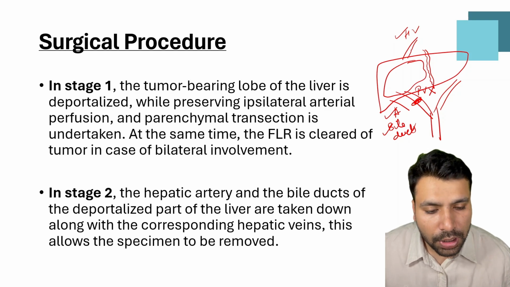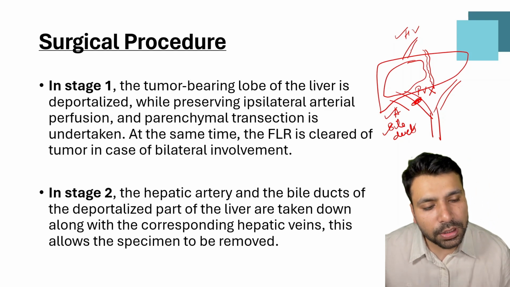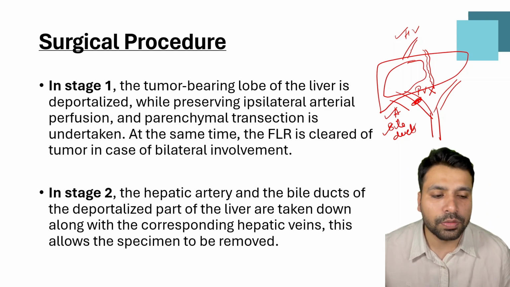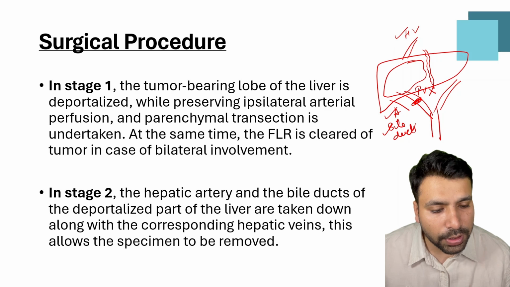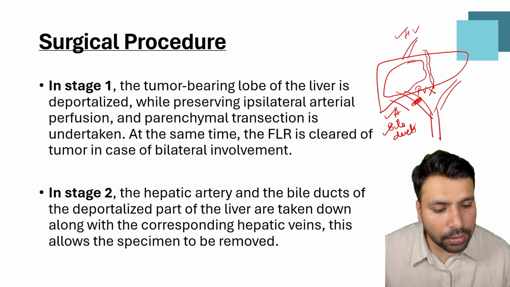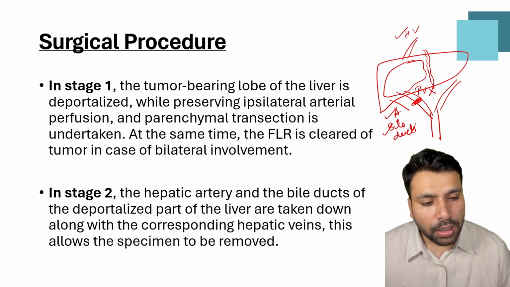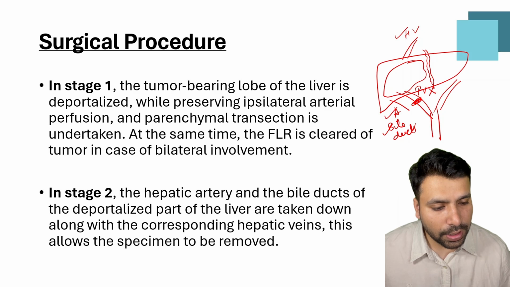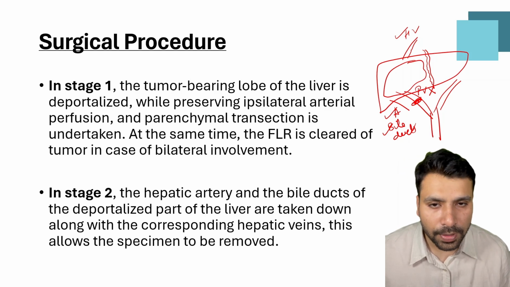Now this has been asked: is the FLR cleared of tumor in stage 2 or stage 1? If there is a small tumor in the FLR, you remove that part in stage 1 itself. In stage 2, all the parts which have been left, artery, bile duct, hepatic veins, are tied, and then the whole tumor-bearing part is removed. And by that time, in stage 2, the FLR must have had sufficient hypertrophy. So simple.